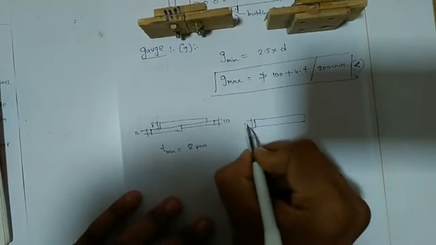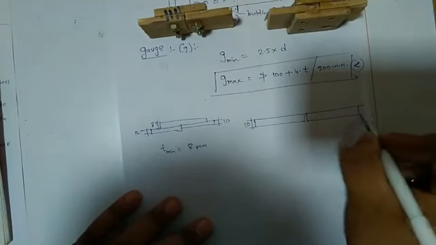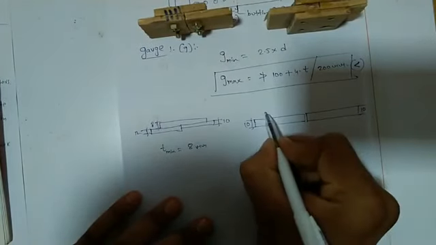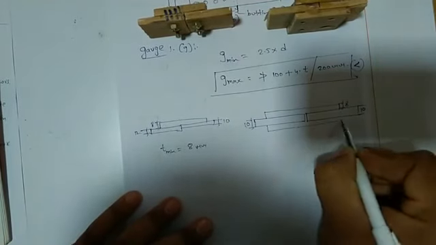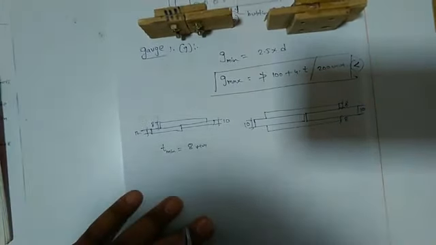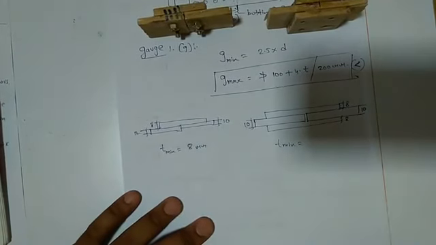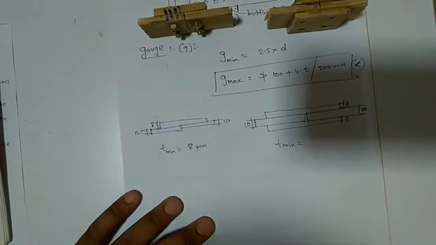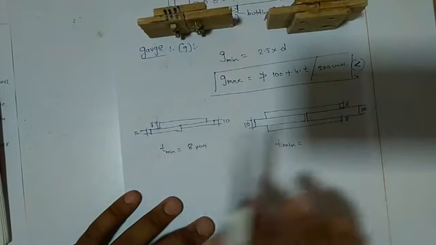Coming to the double cover butt joint, this thickness is 10 mm. This thickness is 10 mm. Top cover plate is 8 mm. Bottom cover plate is 8 mm. Can you tell me what is the minimum thickness here? So it is not 8. You may see 8 as the least value, but no, 8 is not the minimum thickness.